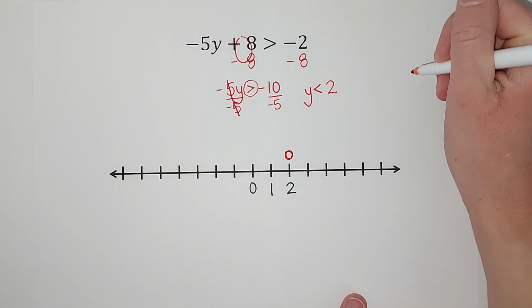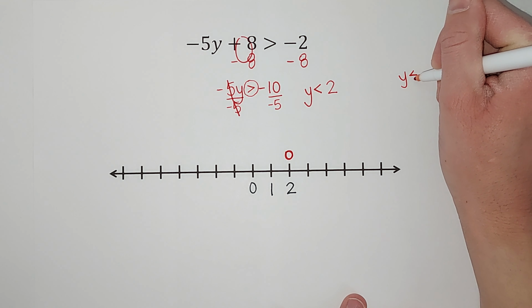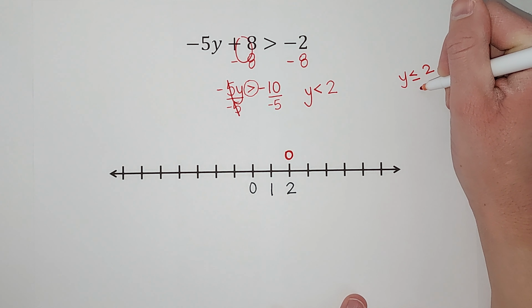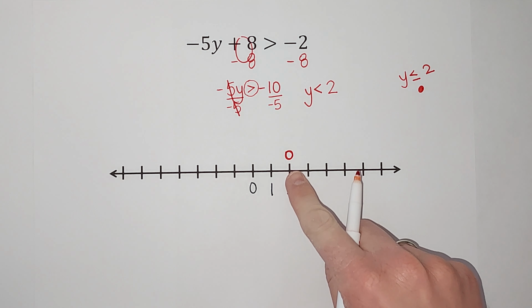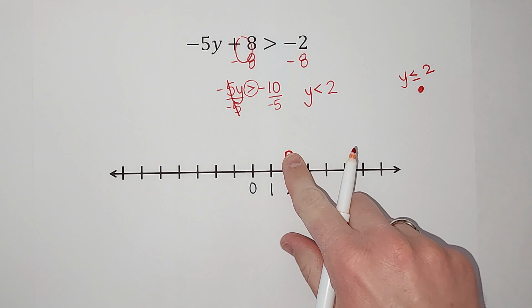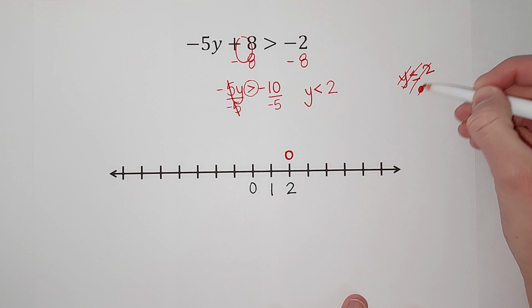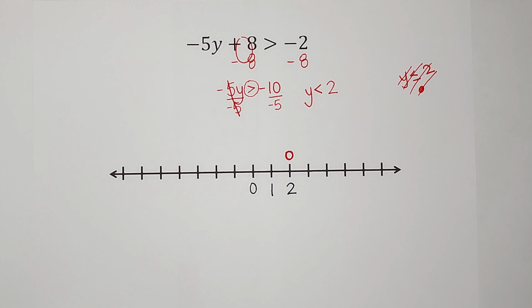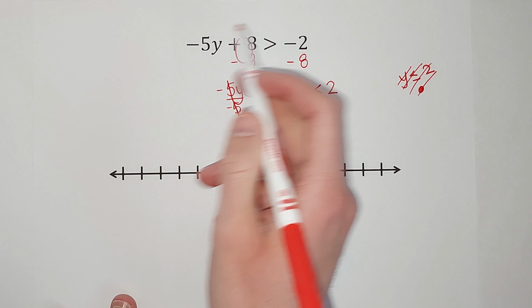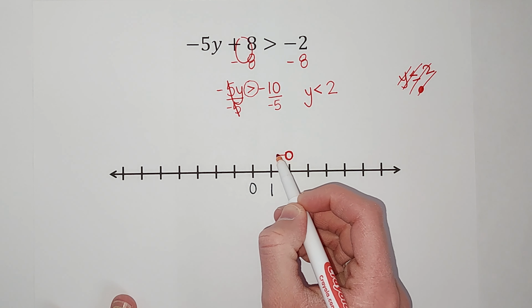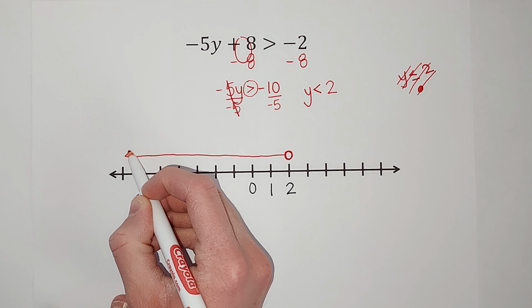If this happened to be y is less than or equal to 2, you would do a closed circle here, okay? But since it's not, it's going to be an open circle, okay? Now, y is less than 2. So any numbers less than 2 will work for this inequality. So I'm going to do a nice arrow this way.